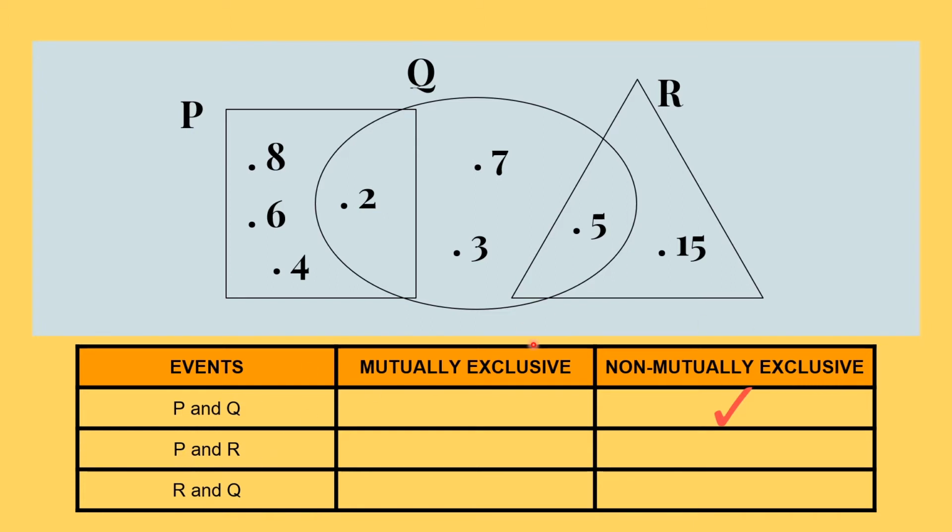For P and R, we can notice that there is no intersection. P is the square, and R is the triangle shape. No intersection, no same element between P and R. So we can conclude that P and R are mutually exclusive events. And the last one, R and Q. R, the triangle, and Q, the oval, have one same element here, which is 5, and therefore R and Q are non-mutually exclusive events.